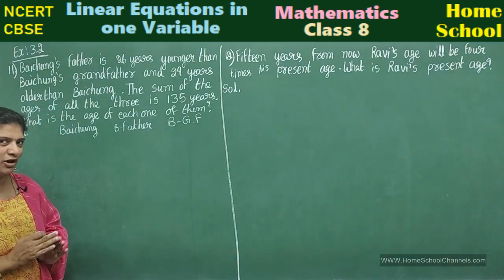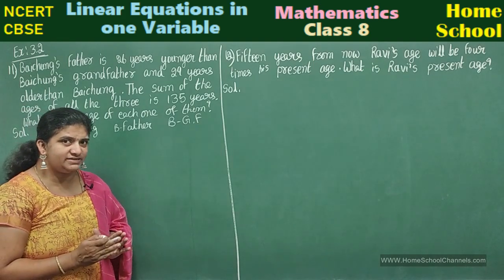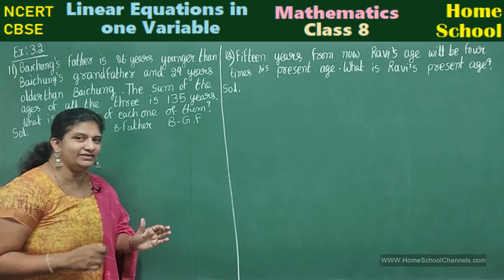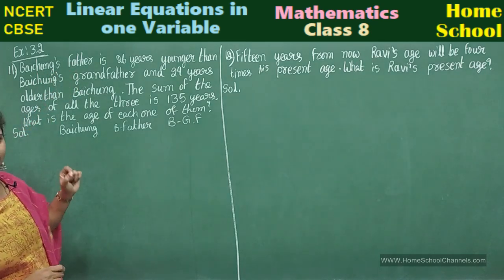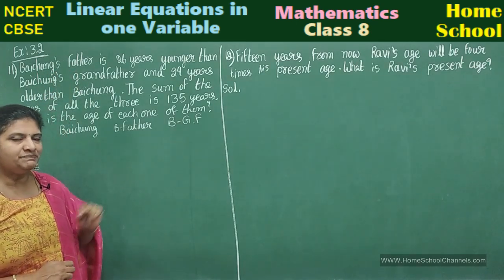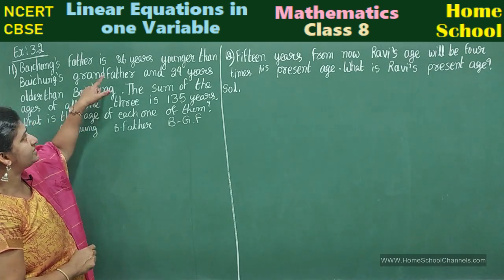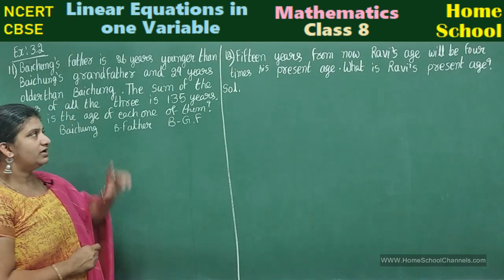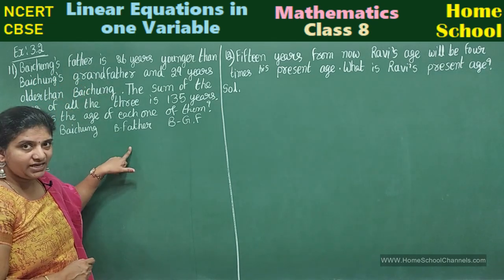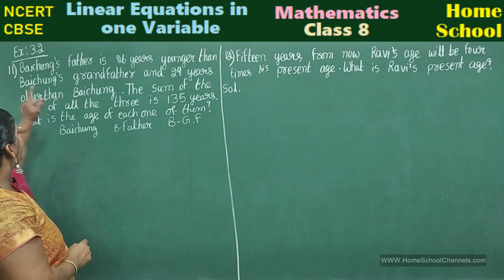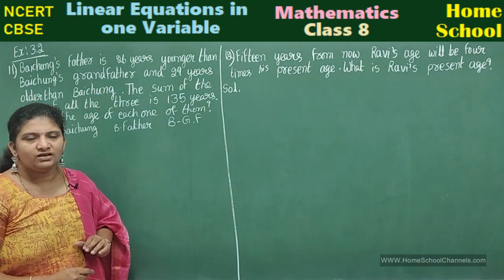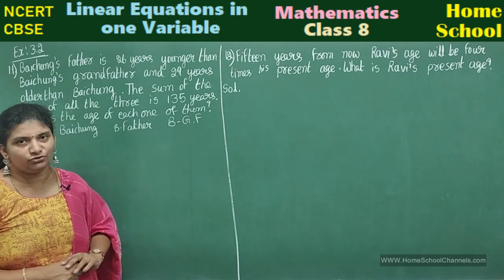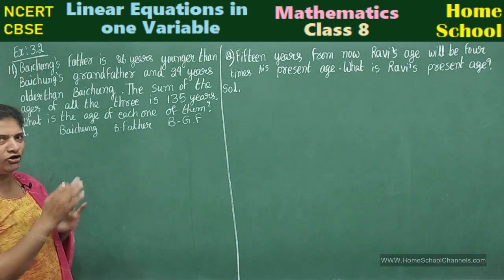Okay. Try to understand the problem again. In this problem, there are three persons. Bai Cheng, Bai Cheng's father and his father, Bai Cheng's grandfather. Now, Bai Cheng's father, first line. What we are talking here? Bai Cheng's father is 26 years younger than Bai Cheng's grandfather. So what is grandfather age? Don't know. Bai Cheng age? Don't know. Bai Cheng's father age? Don't know.